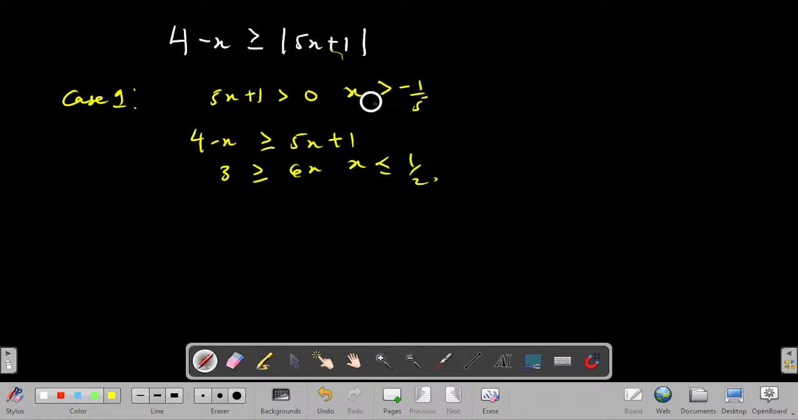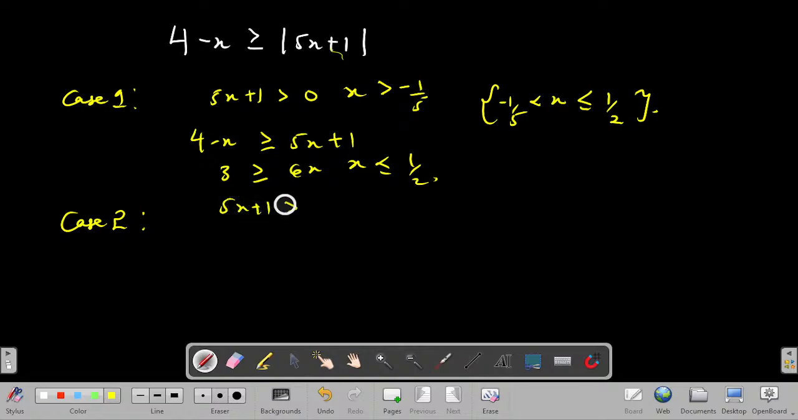So you can see that x is greater than this, and so case 1 gave us an absolute value inequality. So I'll have x greater than negative 1 out of 5, less than or equal to 1 out of 2. Put it down. Case 2. For case 2, it means that 5x plus 1 should be less than 0. If 5x plus 1 is less than 0, you're going to have x less than negative 1 out of 5. Put this case down.